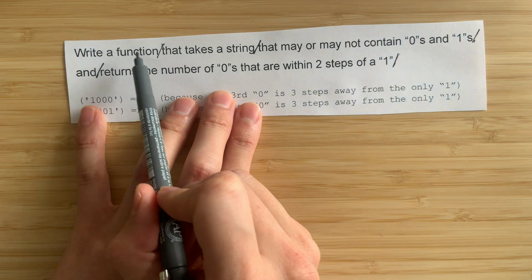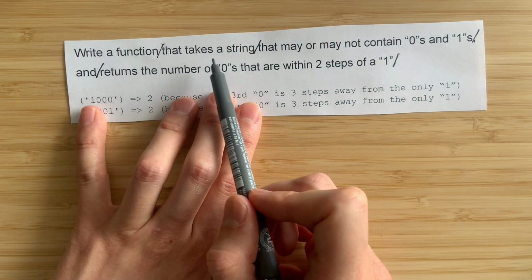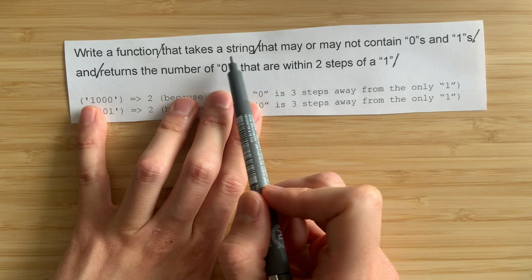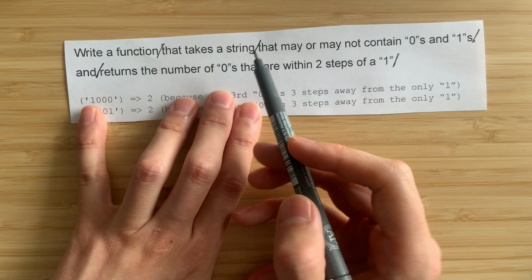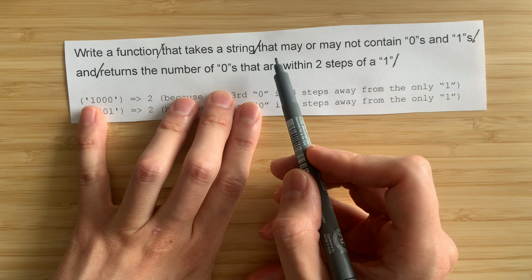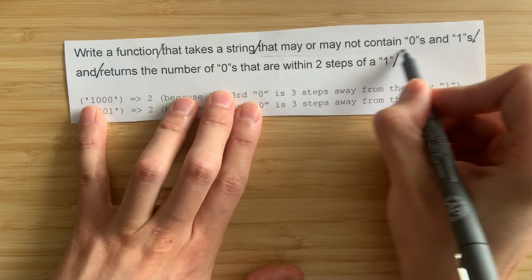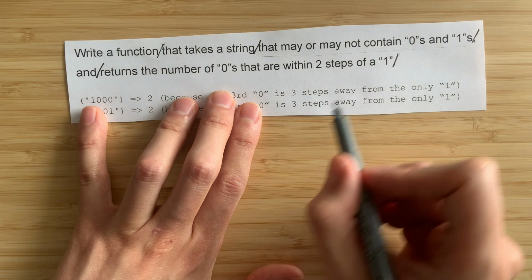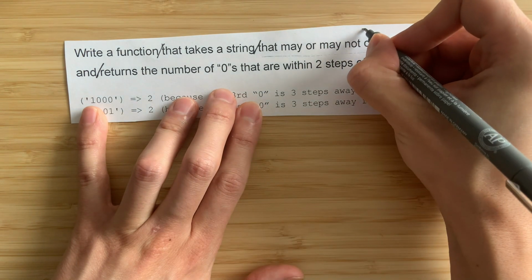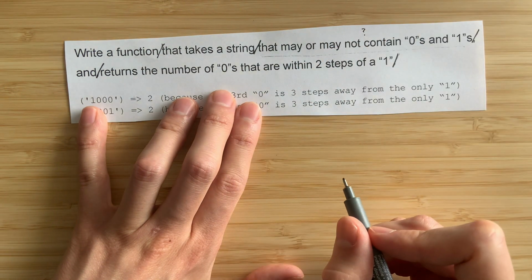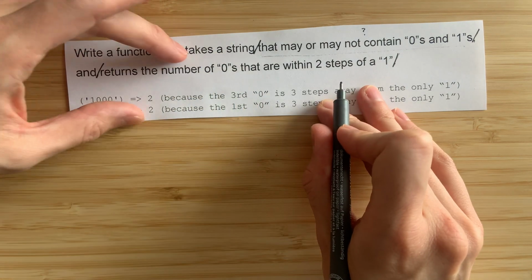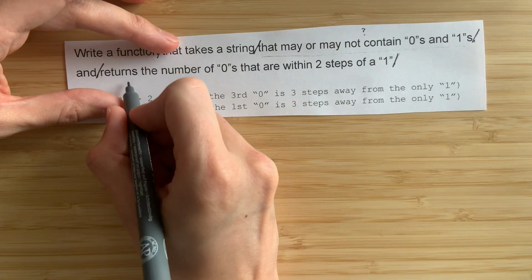So function doesn't matter, it's just an organizational thing. String is important in the sense that we're dealing with a sequence of characters. And then this part really just describes a string, but we'll decide whether this is important later once we understand the question a little bit more. And then here we can see that this is the heart of the matter.